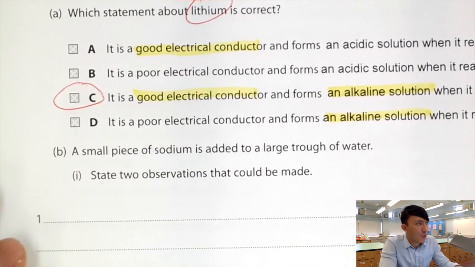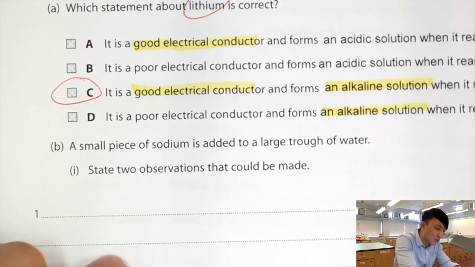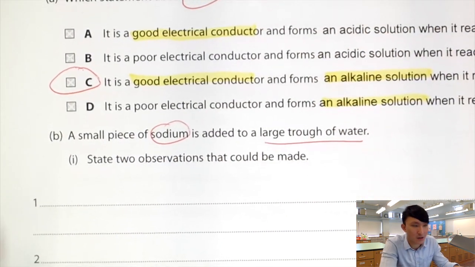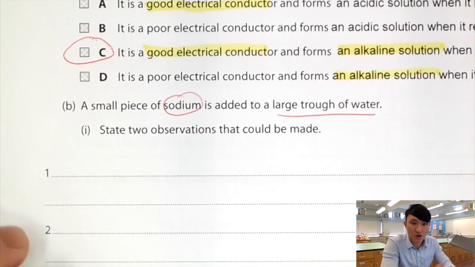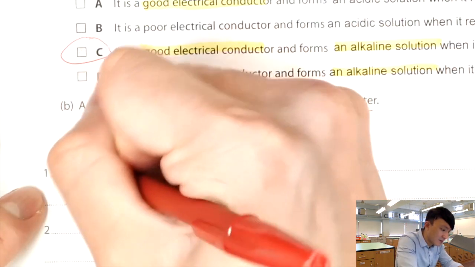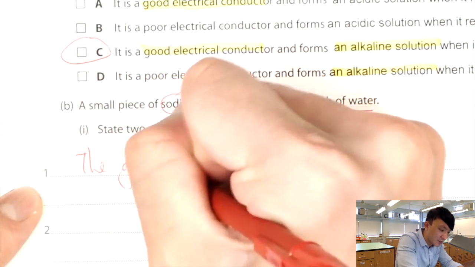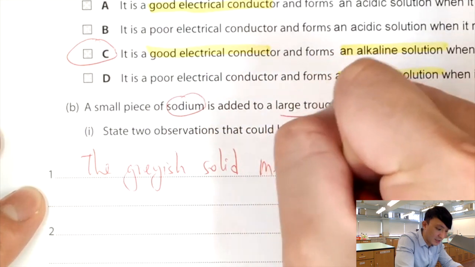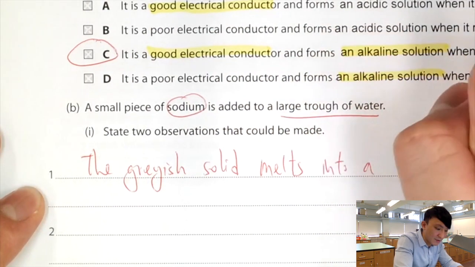Now B1. A piece of sodium is added into a large trough of water. State 2 observations that could be made. We have a lot of choices. In my notes, I have up to 4 observations, so you can just choose 2 of them. You can put down the grayish solid melts into a silvery ball.